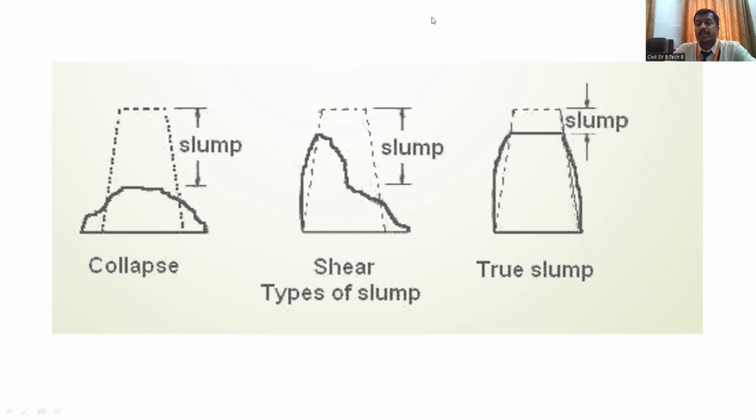The slump value is nothing but the difference between these two values, that is 50 mm or 5 centimeters. मग 50 mm जर असेल, that concrete is not highly workable.